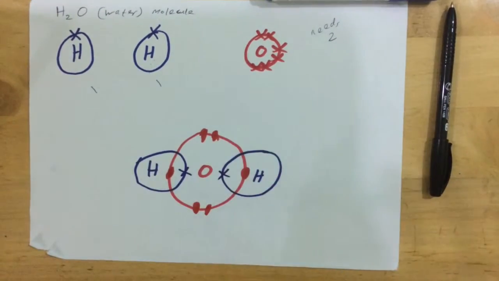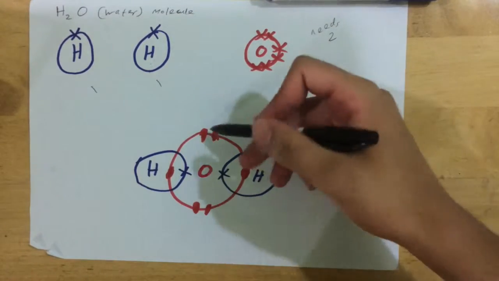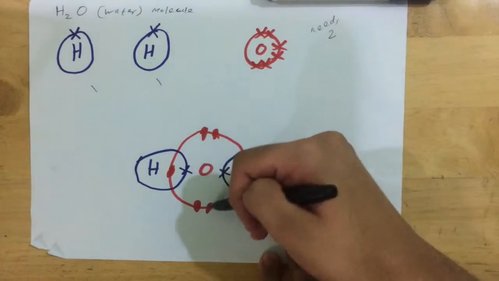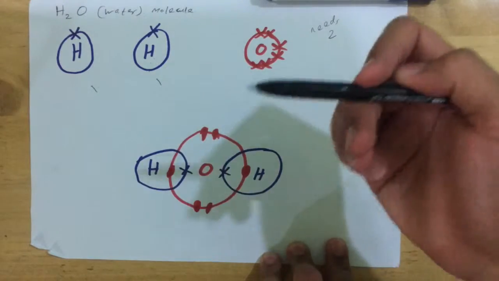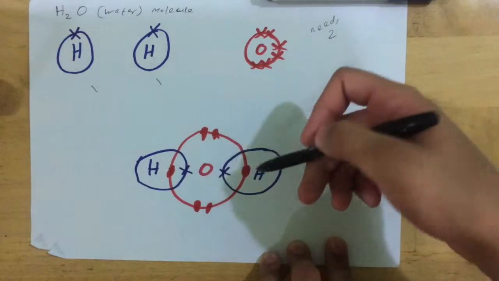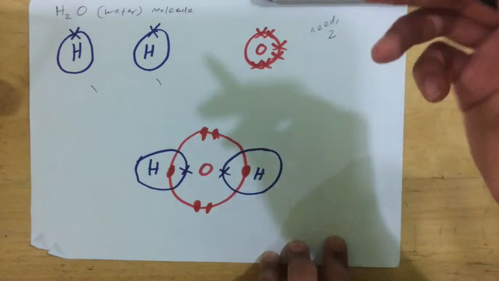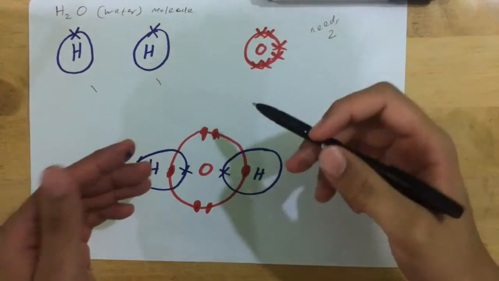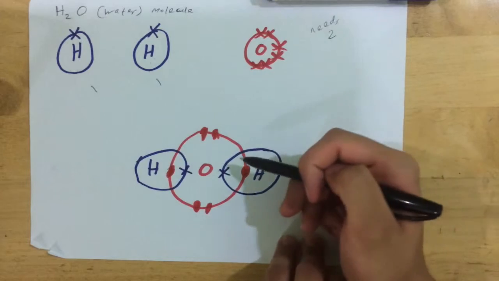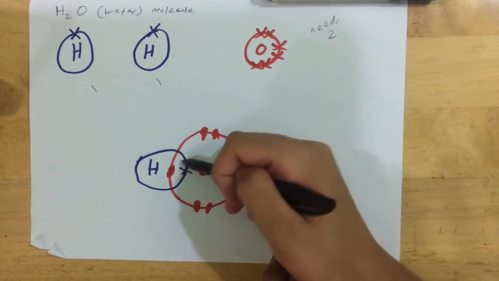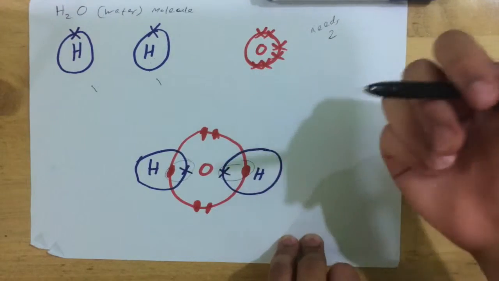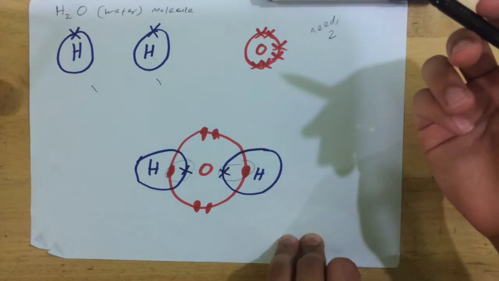So now if you count them up, for the oxygen, 1, 2, 3, 4, 5, 6, 7, 8. 8 electrons in the outer shell, a full outer shell. The hydrogens, 1, 2, 1, 2. Each of them has a full outer shell. So what we see here is that this sharing of electrons is very important for covalent bonding.